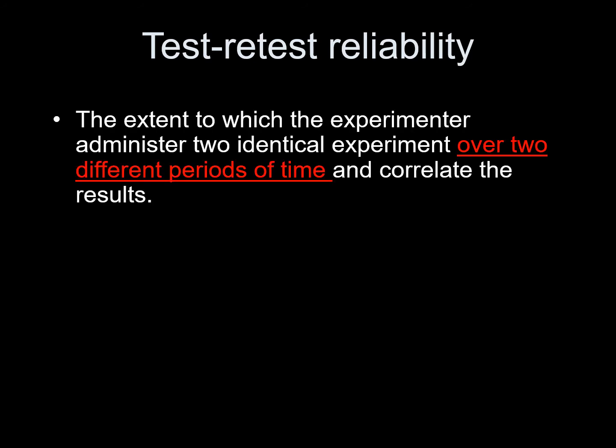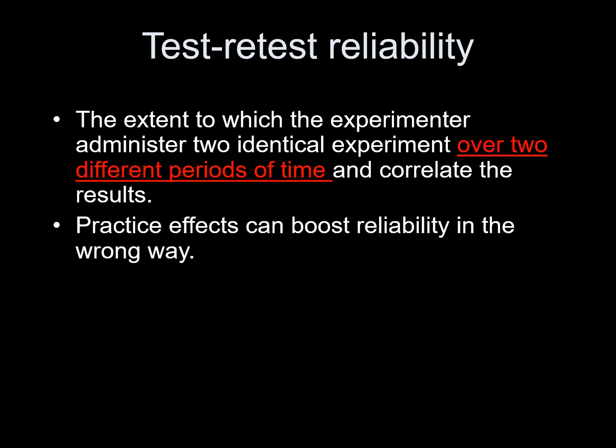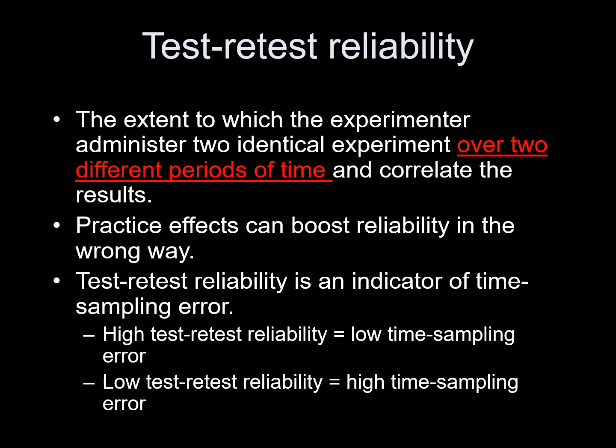Now, test-retest reliability is essentially that you did the test the first time, and then you look at the second time, and you see how much the first results correlate with the second results. This is the extent to which the experimenter administered two identical experiments over two different periods of time and correlated the results. And the practice effect can boost the reliability in the wrong way. Because you are doing this exactly over the two periods of time, right?